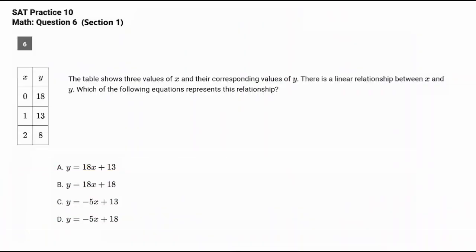We're on SAT Practice Test 10, Math, Section 1, Question 6. What's the level of difficulty here? It's easy. You've got a table. The table shows 3 values of x and their corresponding values of y. There's a linear relationship between x and y. Which of the following equations represents this relationship? I'm going to write down A, B, C, D. I'm going to cross off these answer choices. And when I look at the answer choices, what do I see? I see y equals mx plus b.